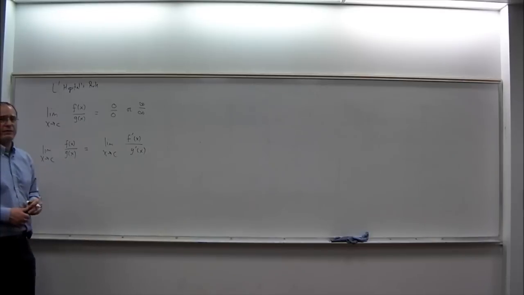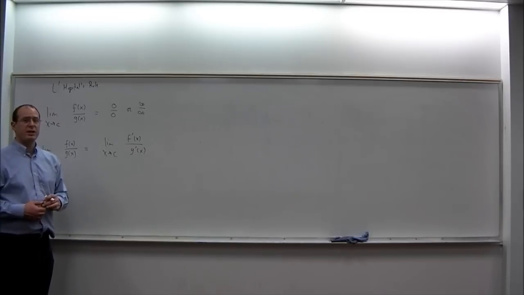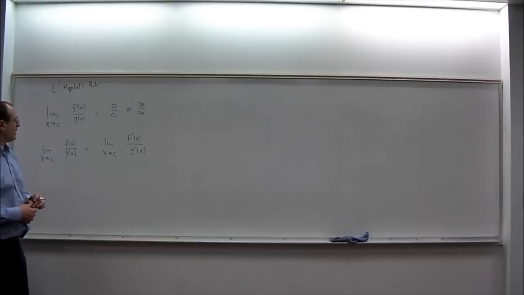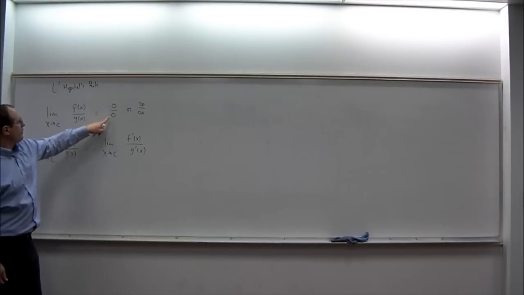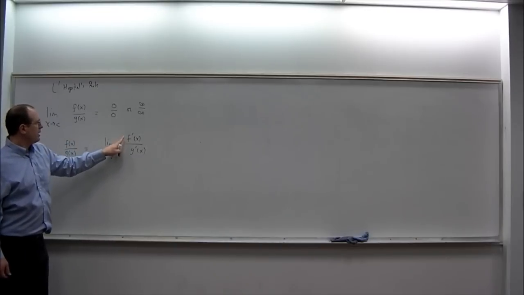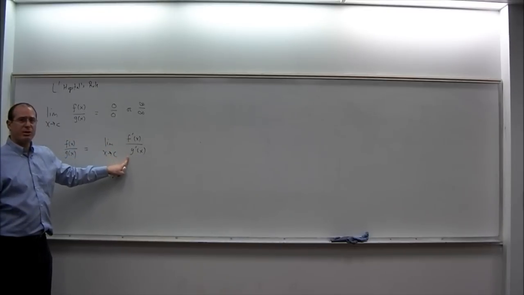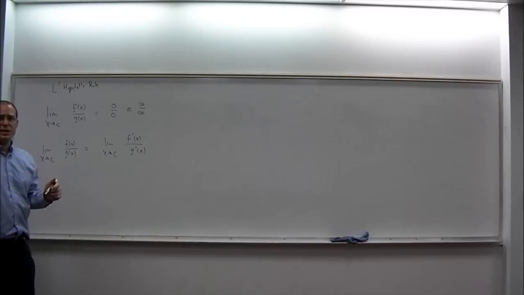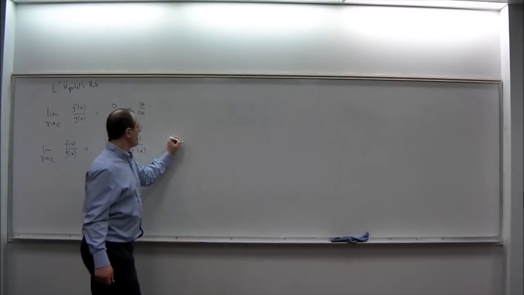It is a consequence of what's called the generalized mean value theorem. So you're trying to calculate the limit of f over g. If you have one of these forms, then you can calculate the limit of f prime over g prime instead, and it'll give you the same answer. So let's look at some examples.